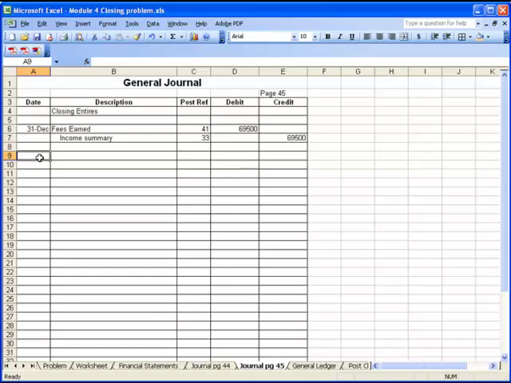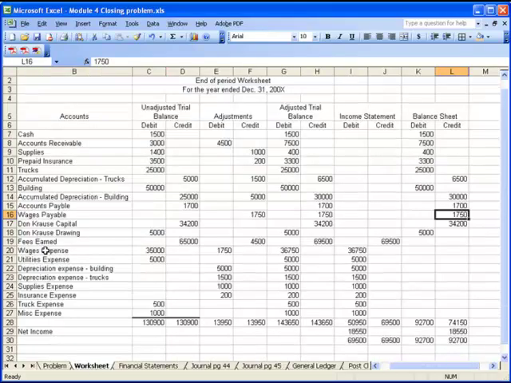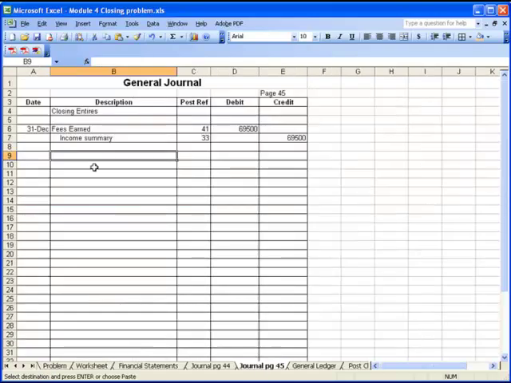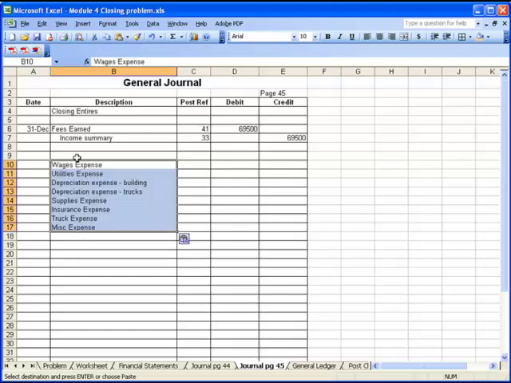Now, the next step in the closing process is to zero out the expense accounts. And so we can use our worksheet to help us out here. We have these expense accounts: wages, utilities, depreciation, supplies, insurance, truck, and miscellaneous. I'm just going to copy them over here into our journal so that we've got them already recorded there and we don't have to flip back and forth. And remember, these are all now debit balances.